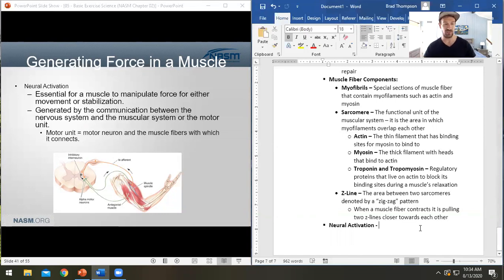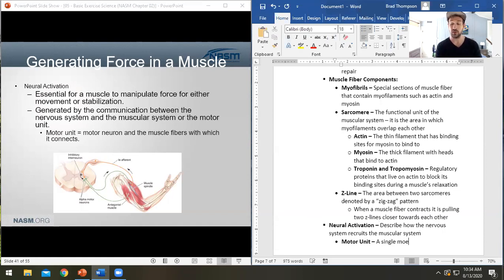Okay, so neural activation, right, is going to describe how the nervous system recruits the muscular system, right? And that's where we talk about motor units, right? So a motor unit is a single motor neuron, from before what we were talking about, and all of the muscle fibers it innervates.